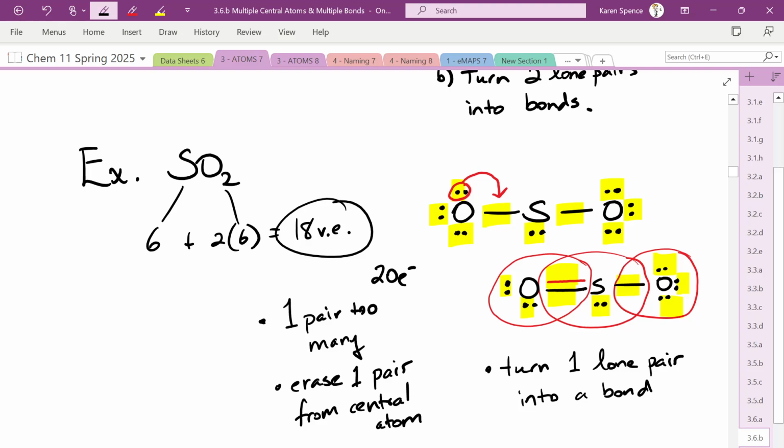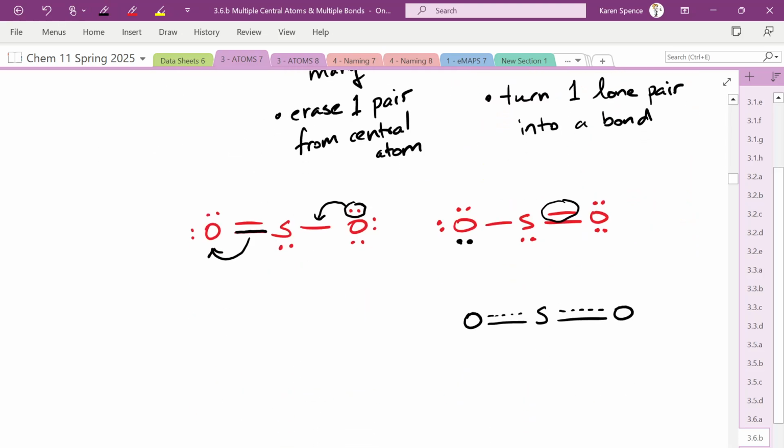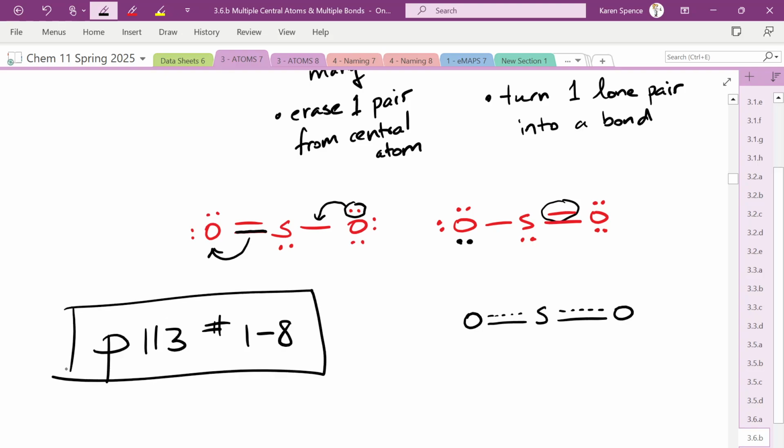Forget you saw that, and what you have for homework now is page 113, numbers 1 through 8. Okay? Don't worry, it says give the molecular geometry and hybridization. Ignore that part. That's because I forgot to edit it out when I took this and put it in for you guys. Okay? Ignore geometry and hybridization.